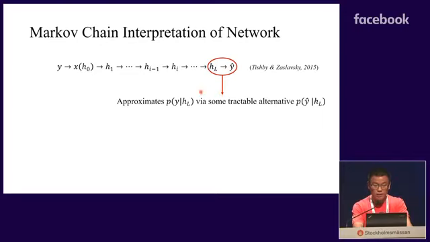The last layer of the network tries to approximate P(Y|HL) via some tractable alternative, P-hat(Y|HL). Each layer in this network is trying to extract information from its previous layer, while the last layer tries to use the extracted information to give an accurate prediction. So the more useful information that is propagated through this chain until HL, the higher the prediction accuracy will be.